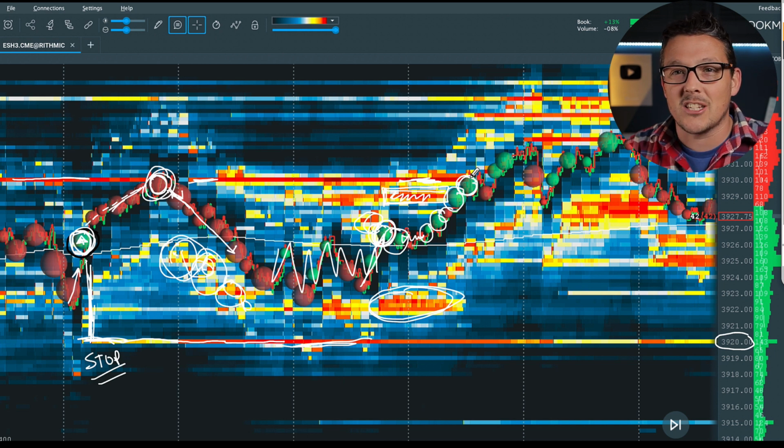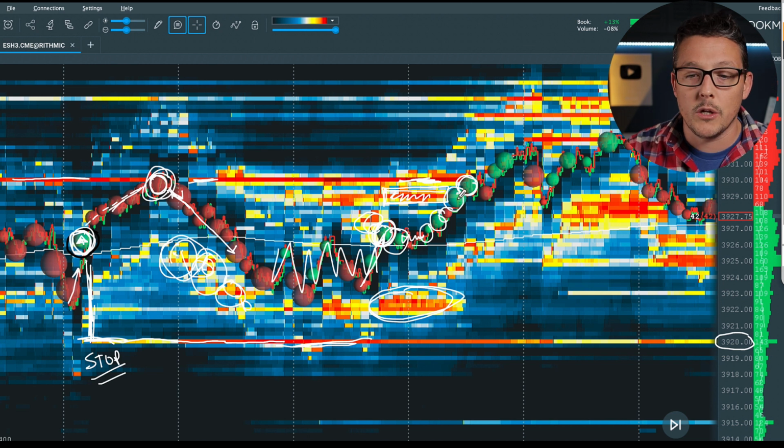I wouldn't have seen this on the DOM. This is where the visual piece of Bookmap really, really helps me out.